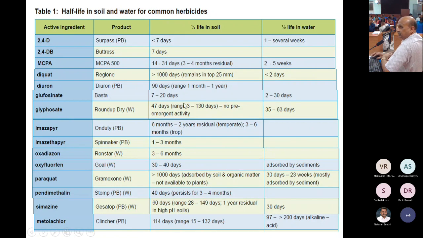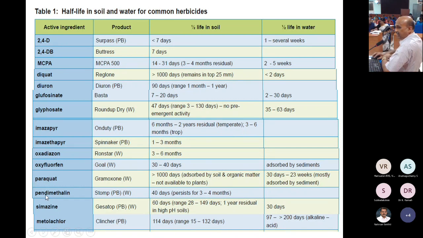Glyphosate has a half-life of 3 to 130 days. Glyphosate and paraquat are used as non-selective contact and selective herbicides respectively, and they all have residual toxicity in soil. If you see here imazethapyr, the imidazolinone group of herbicides, these all have residual toxicity of even 3 months, even more than 3 months, up to 6 months.